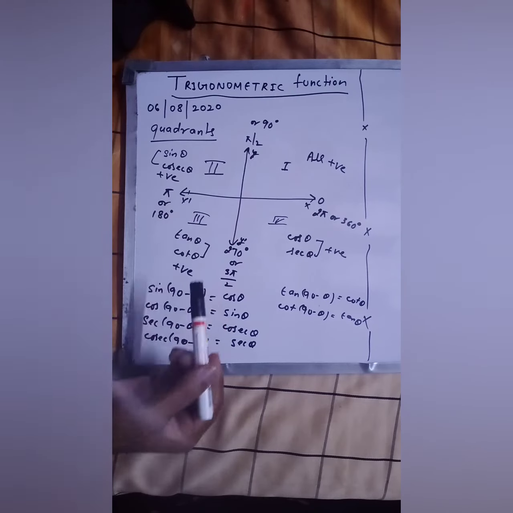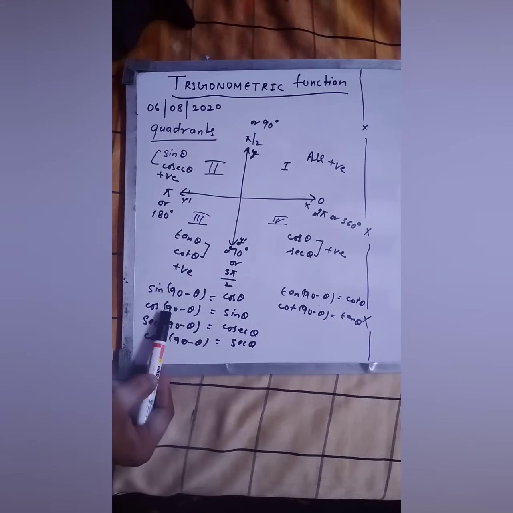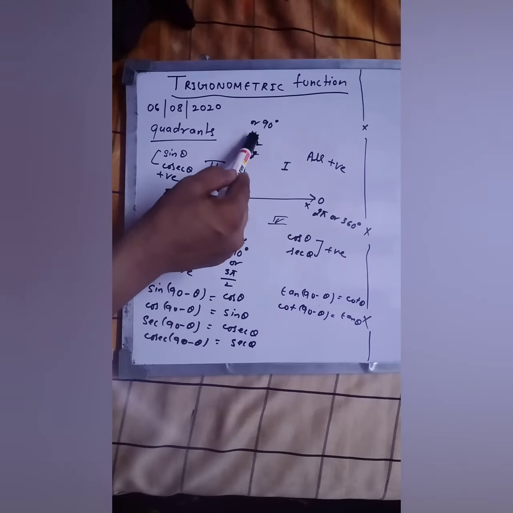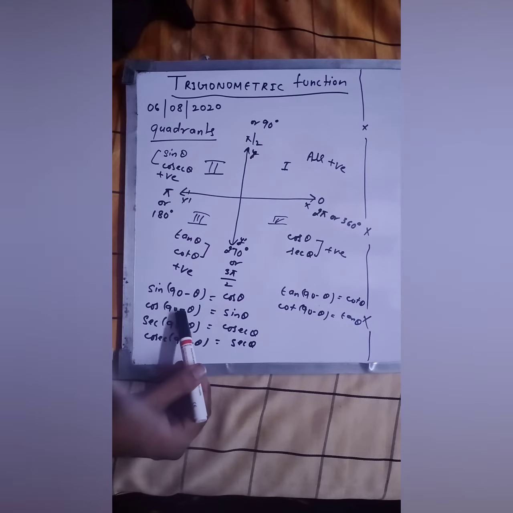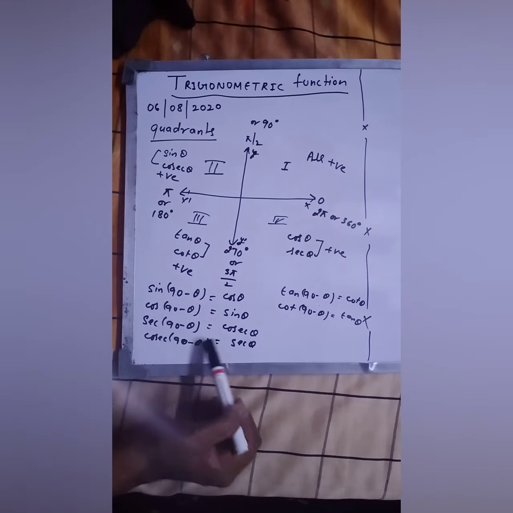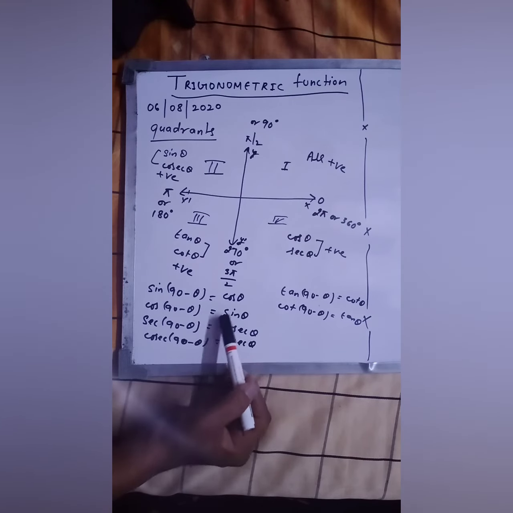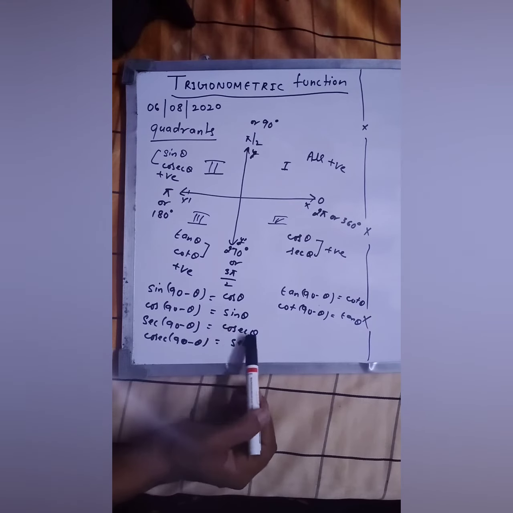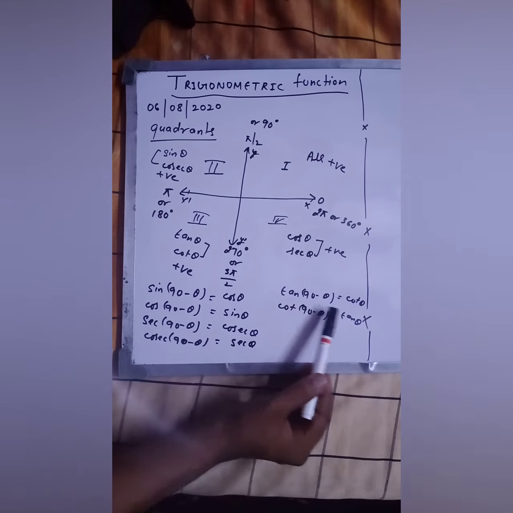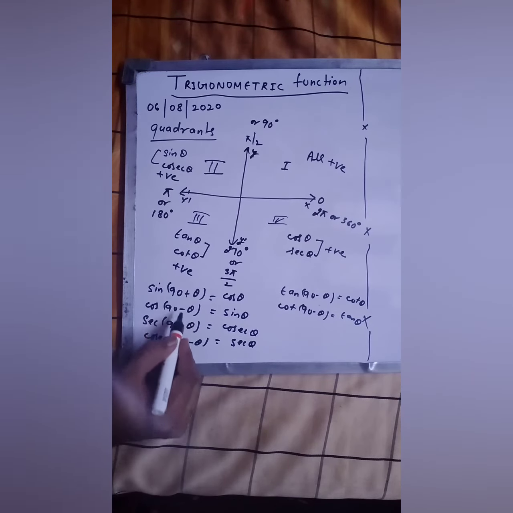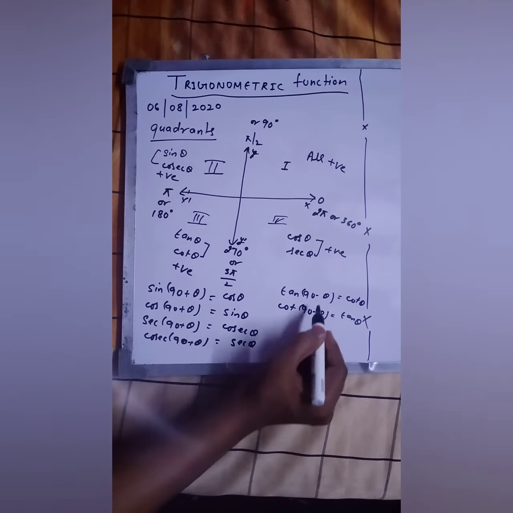Because you are subtracting theta from 90 degrees, and the value in the first quadrant lies from 0 to 90, 90 minus theta will lie in the first quadrant. So in the first quadrant the values of all the trigonometric functions are positive. That's why here I'm writing positive cos theta, positive sine theta, positive cosec theta, positive sec theta, and positive cot theta, and so on. Now see, suppose all are positive.